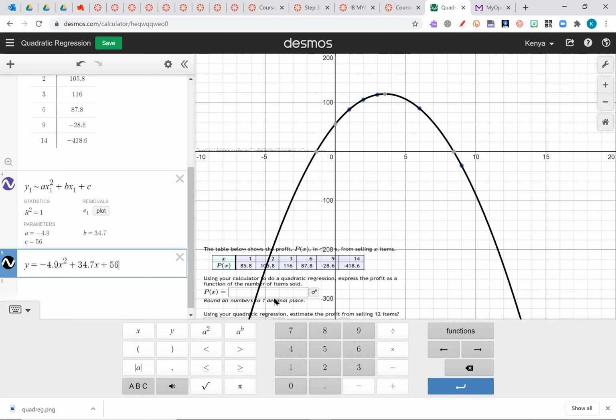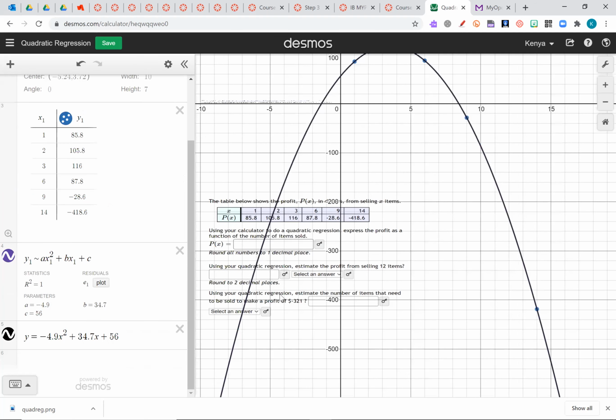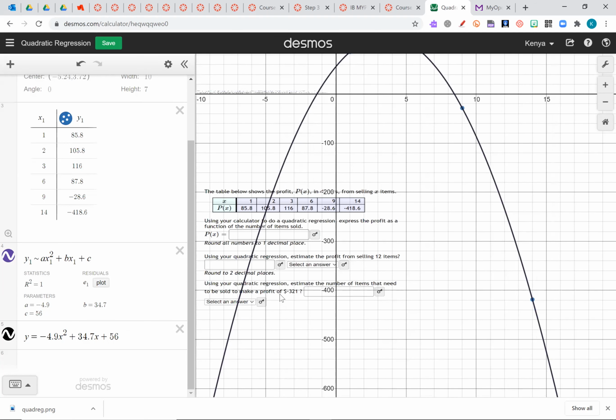So after we write our answer here, we are ready to go to the next problem because it says use your calculator to do a quadratic regression and express the profit as a function. So I have my function here. Using your quadratic regression, estimate the profit from selling 12 items. Only 12 items. Well, which value do they give us? Did they give me X or did they give me P? Remember, P stood for profit. So that means X stands for items.